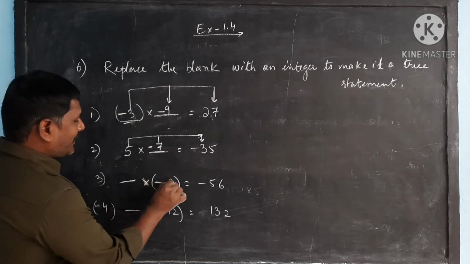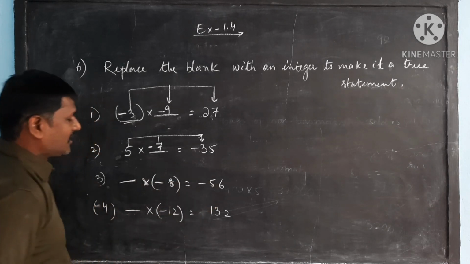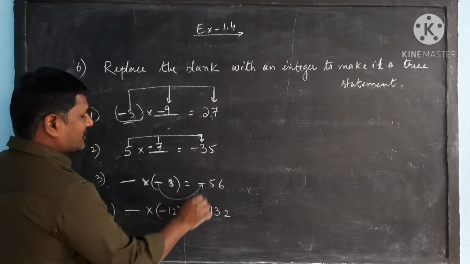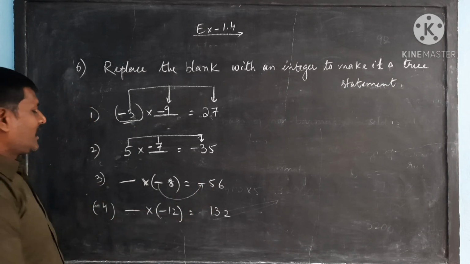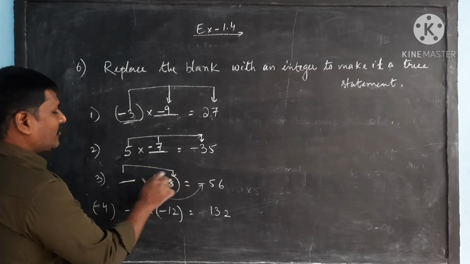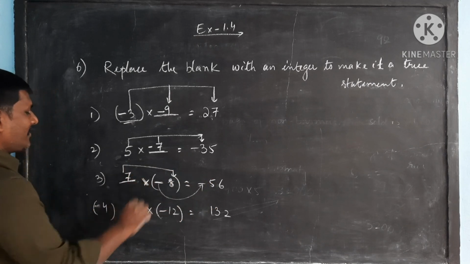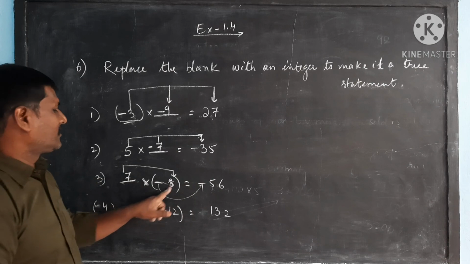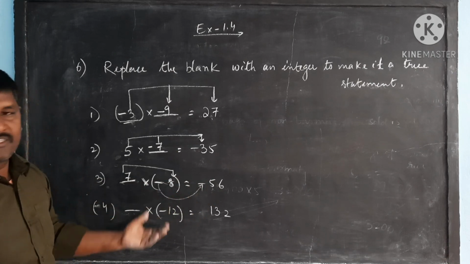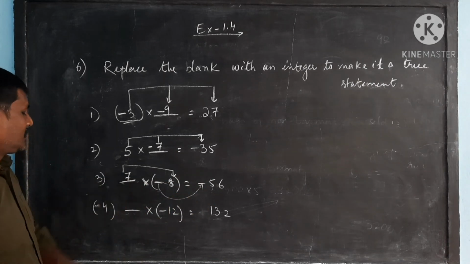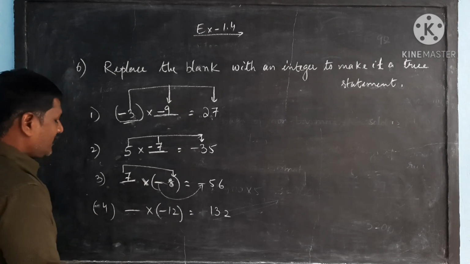Blank into minus 8, we get minus 56. As the minus symbol already comes in the answer, what number should be multiplied by 8 to get 56? You can write here 7. 7 8s are 56. Minus 7 into minus 8, minus symbol and minus symbol, then the answer is positive 56. The statement is true. Now let us see the last one.